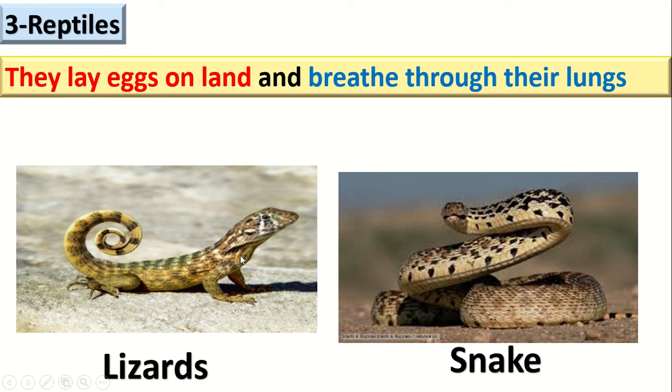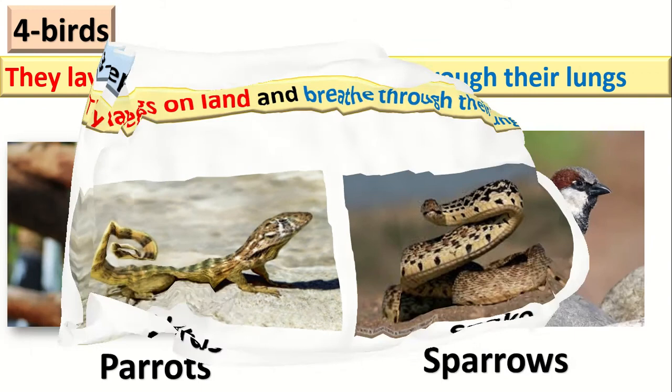So reptiles like what? Like lizard and snake. Repeat after me. Lizard. Snake. So lizards and snakes are reptiles and they are vertebrates. They lay eggs on land and breathe through their lungs.